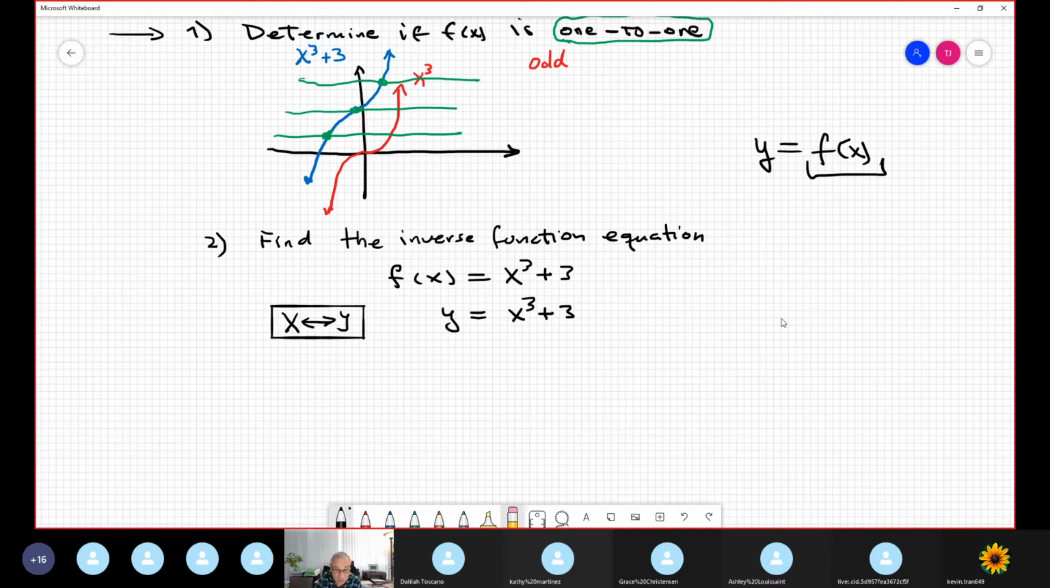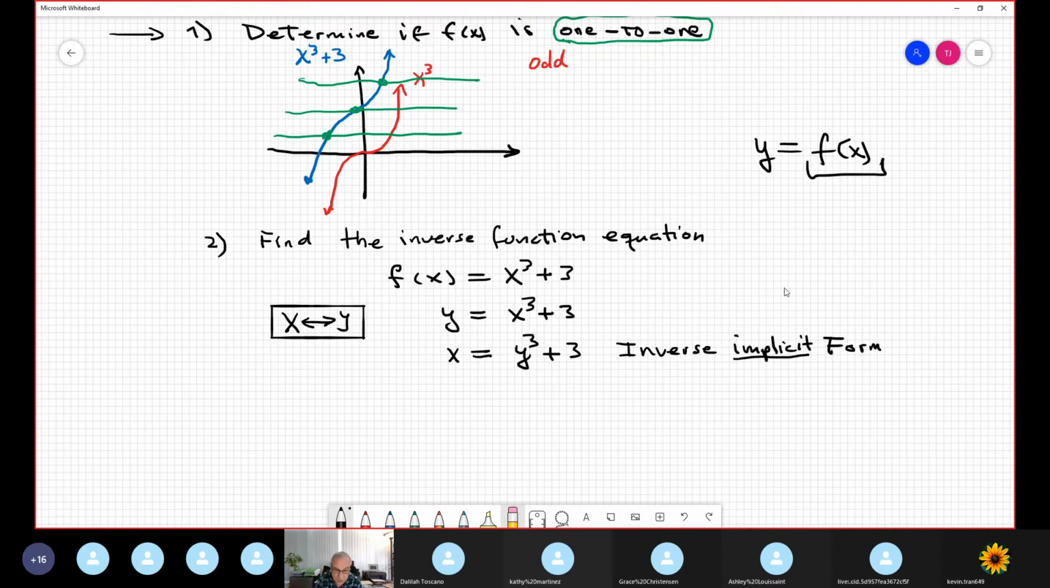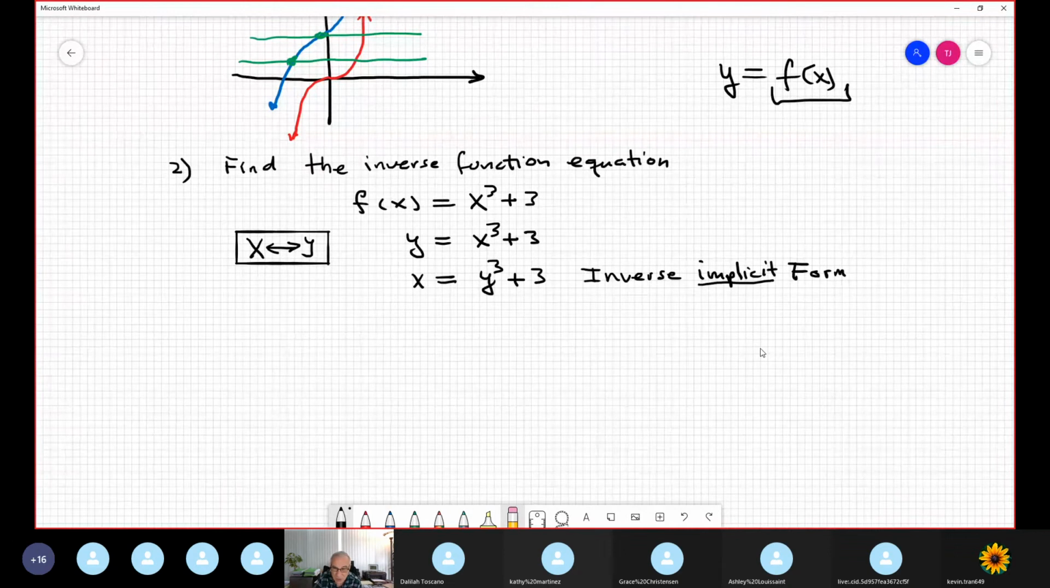Then you copy now x here, y cubic plus 3. Wow! And that's it, almost. This is the inverse function. But the only problem is it is expressed in implicit form. What does implicit form mean? Implicit form means that y is not isolated. This is not clear. It's confusing. Now you express it in explicit form.